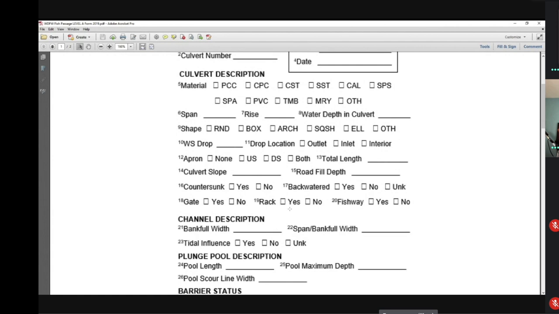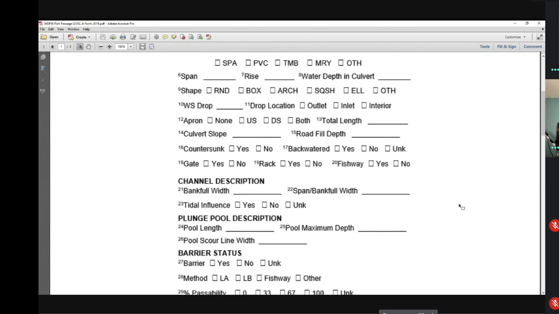Backwatered. I'm curious, I want to look at the definition on the back now. Gate, that's like that tide gate or head gate. Generally, anything that we're surveying is going to say no. A rack, you know, they can be all kinds of racks. The most important thing is if it's a rack right up against the pipe that would keep fish from getting through the pipe, then we start measuring. There is no place to really record the rack measurements here, so you're almost always going to say no. But if you have a rack, you have space over here to say rack dimensions or what have you, what your measurement might be.